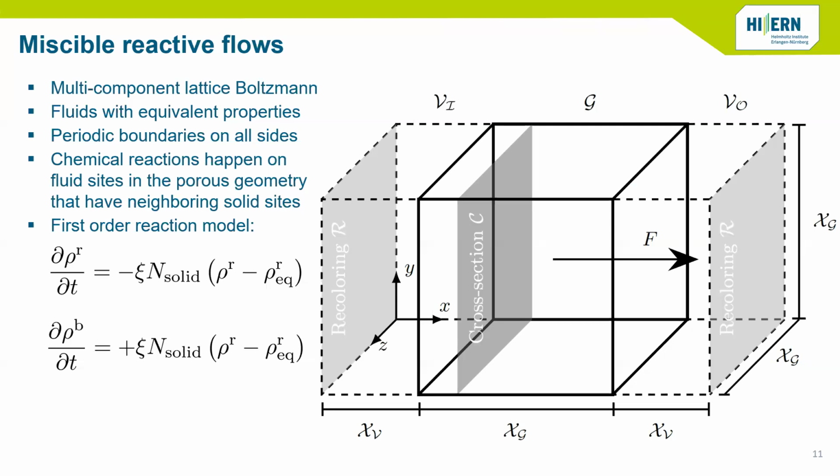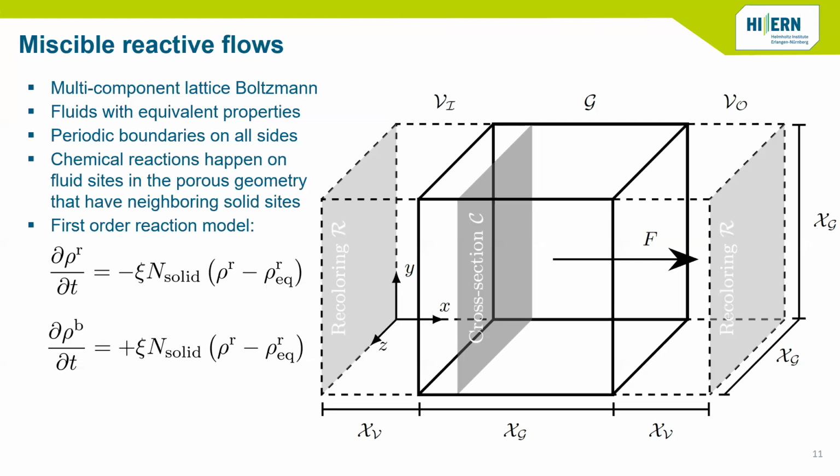Then we force the fluid through the structure, and inside the structure, at the lattice sites that are near solids, we convert red fluid into blue fluid by means of the following first order reaction model, where the change in red fluid and the change in blue fluid depends on the number of neighboring solid sites, the reaction rates, as well as the red fluid density.